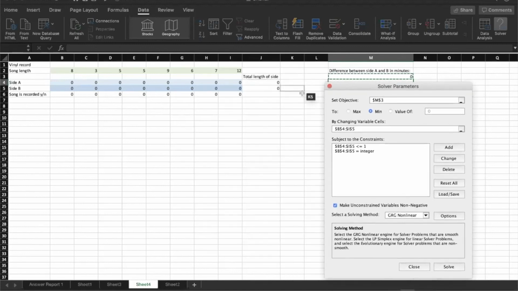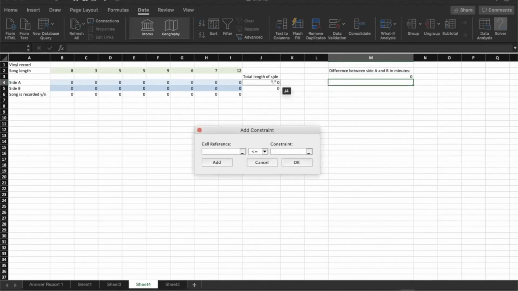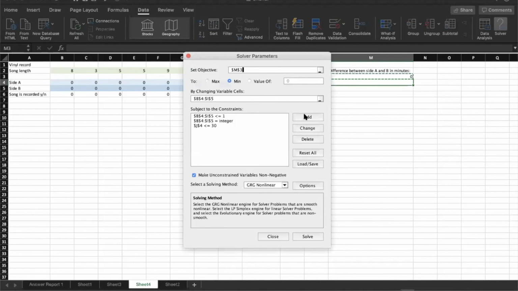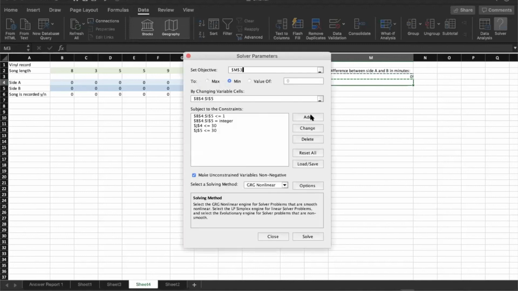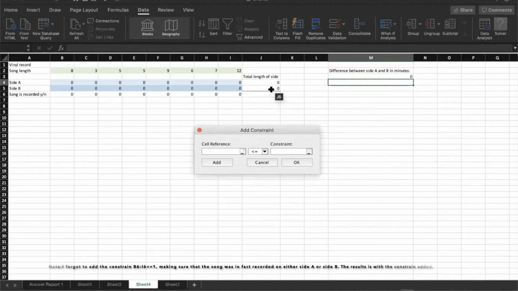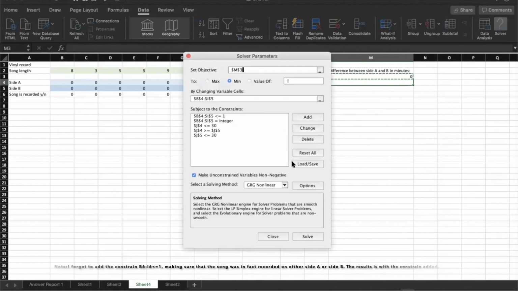Our next step would be the length of each side to be less than 30. So that was length A and length B, right now less or equal to 30. And we also wanted length A to be greater or equal to length B. And let's solve that.